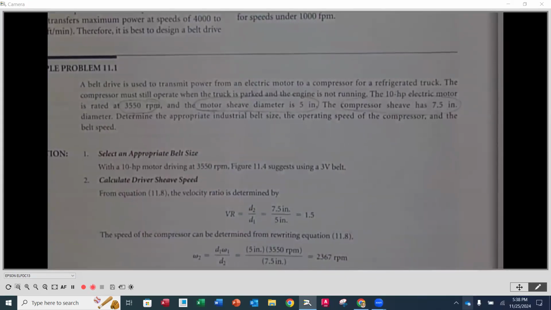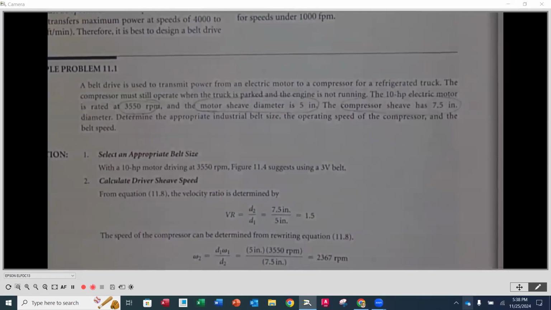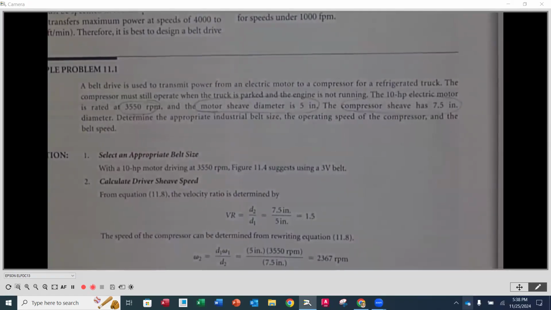So there's a 10 horsepower electric motor that is rated at 3550 RPM, and it has a motor sheave coming off of it with a diameter of 5 inches. The compressor sheave has a 7.5-inch diameter, and they want us to determine the appropriate industrial belt size, the operating speed of the compressor, and the belt speed.